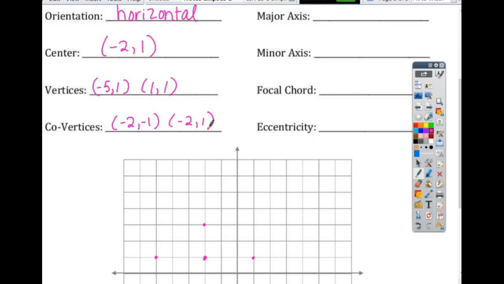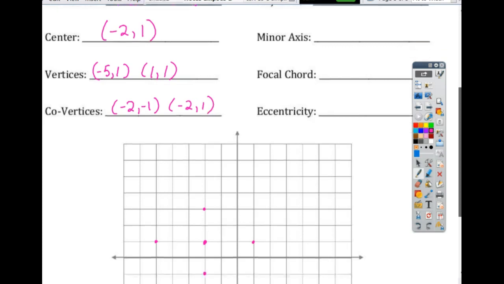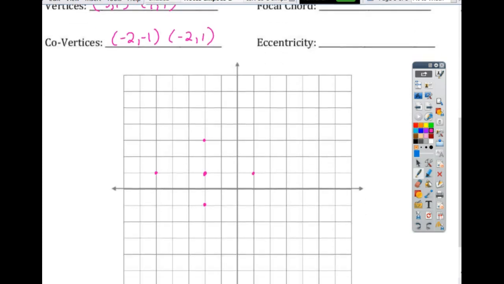One was positive, one's negative? Oh. Yep. All right. That's what I did. No, I got it wrong.